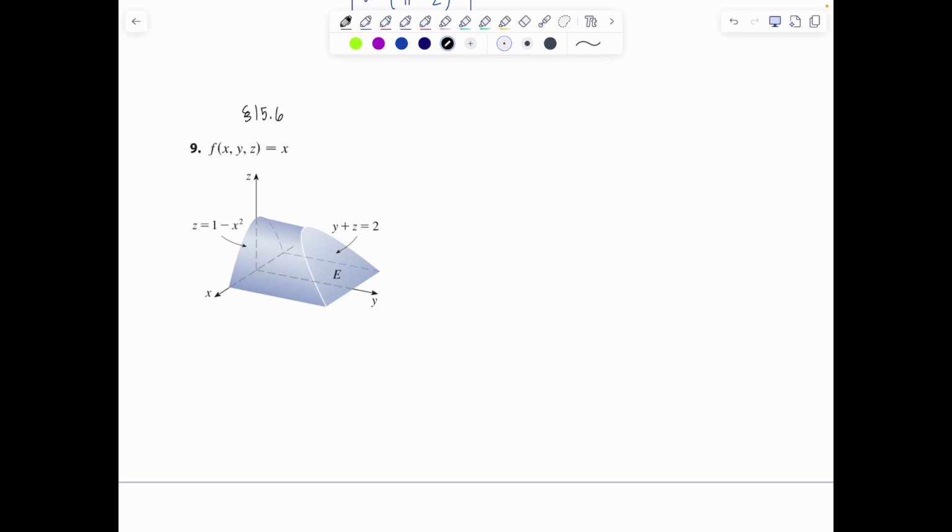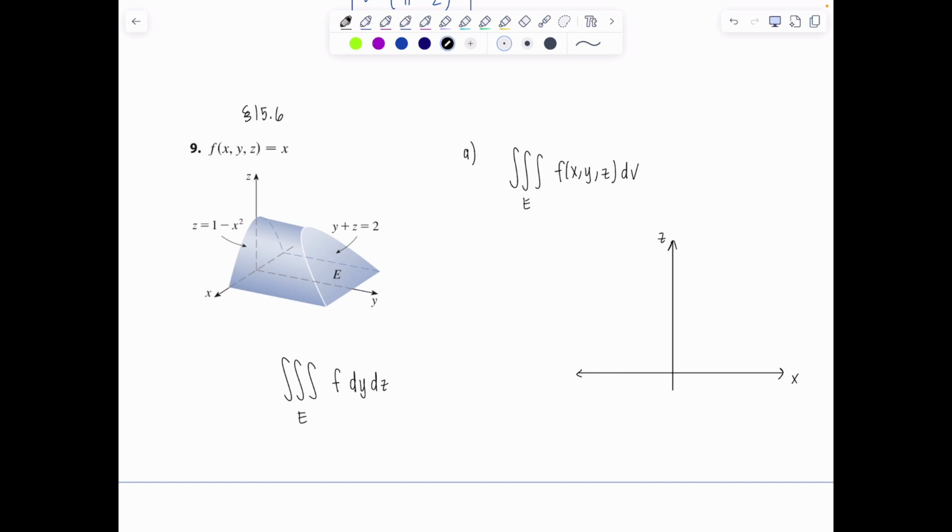Okay, who needed 9? Anirudh? Okay. The triple integral over E, f of x, y, z, dV. So you want to do xz as the base. I'm assuming you're going to have your limits for x be constant, so you want to do dy, dz, dx. Does that sound good? Is that what you did? Okay. Triple integral over E, f, dy, dz, dx.